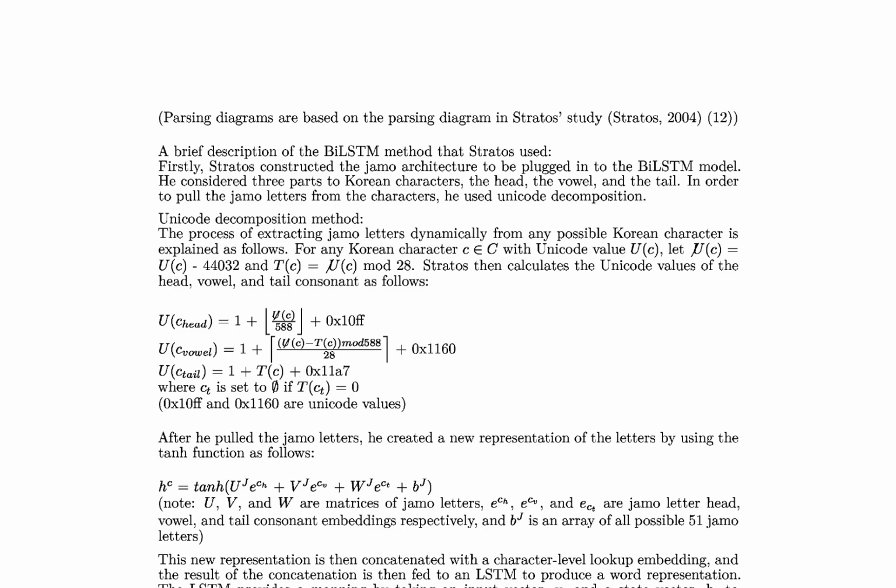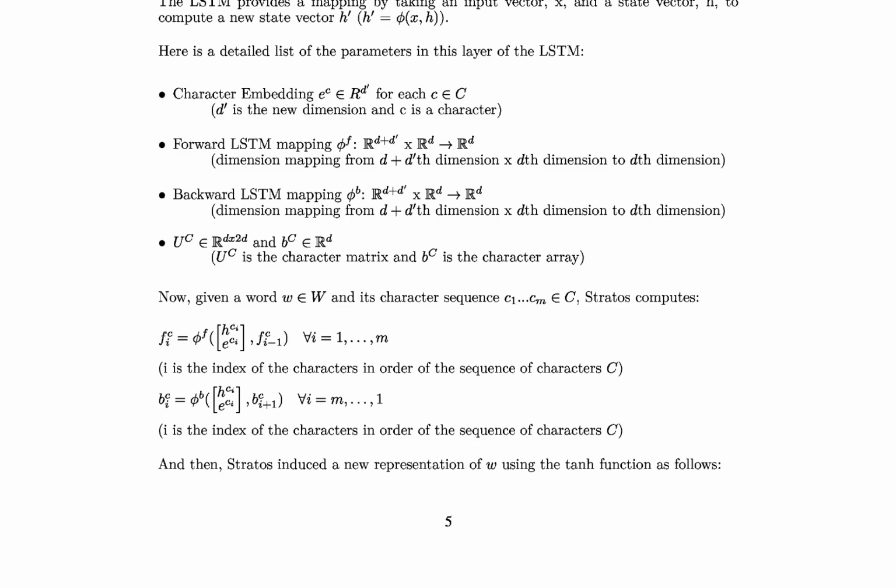This study introduces a novel approach to parsing dependencies by leveraging JMO letters in the Korean language, enhancing the accuracy of dependency parsing. The method utilizes a BILSTM model with an innovative JMO architecture, which extracts JMO letters from any possible Korean character using Unicode decomposition. This process involves calculating the Unicode values for the head, vowel, and tail consonant, then applying the tanh function to create a new representation of the letters. These representations are concatenated with character-level lookup embeddings and fed into a BILSTM network.